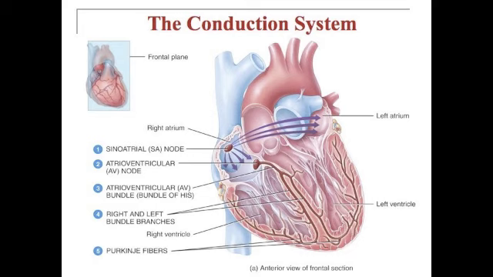The AV node, or the atrioventricular node, is a structure that connects the electrical systems of the atria and the ventricles. And this provides some electrical impedance from the atria.